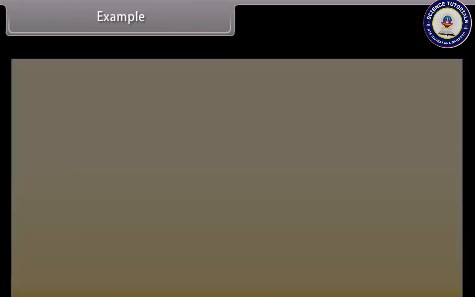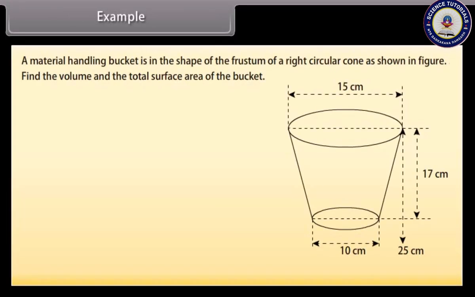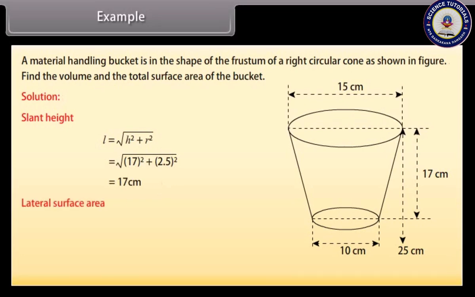Example. A material handling bucket is in the shape of the frustum of a right circular cone as shown in the figure. Find the volume and the total surface area of the bucket. Solution. We know that slant height L is equal to under root h square plus r square. Therefore, we get slant height is equal to 17 centimeter. Also, lateral surface area is equal to, substituting the values, we get lateral surface area equal to 670 square centimeter.